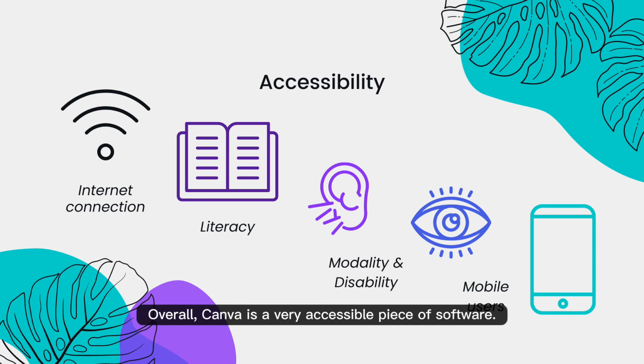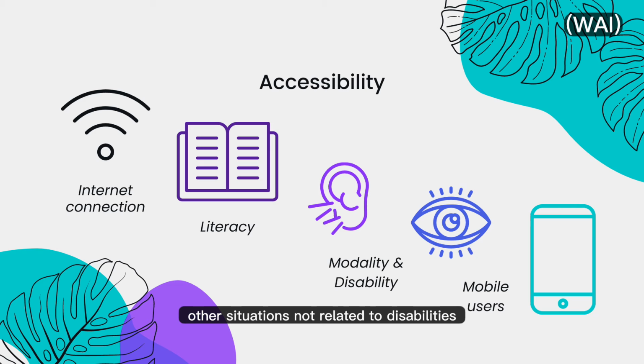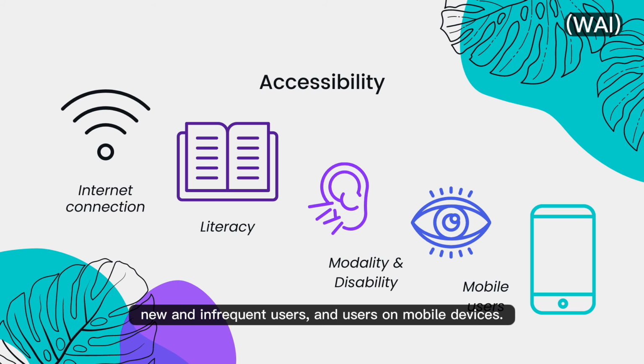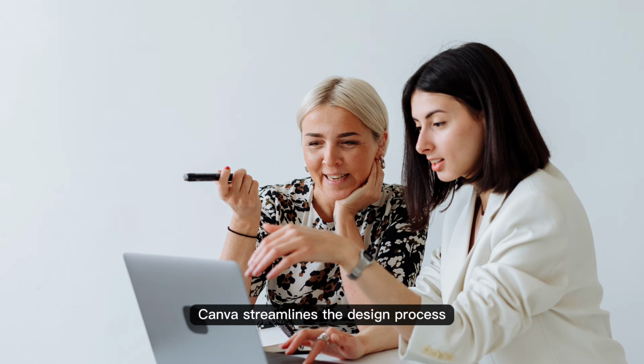Overall, Canva is a very accessible piece of software. It must be remembered that accessibility also includes other situations not related to disabilities, like people with low literacy or fluency, users with an unstable internet connection, new and infrequent users, and users on mobile devices. Canva streamlines the design process to be very visual, so language is not a large barrier to accessing the app.